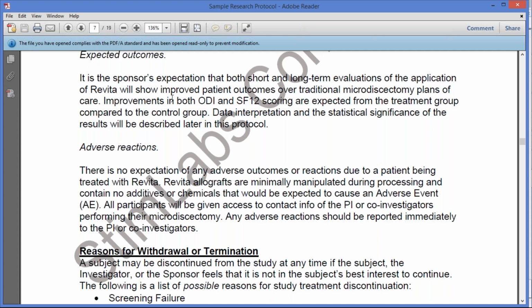Interpretation and analysis will be described in later pages of the protocol. Mainly, we're expecting improvement in low back pain and leg pain, or ODI and SF12 scoring, from the treatment group compared to the control group. Treatment group means whoever is treated with the Revita. Control means whoever is treated with traditional surgery without any application, without any tissue application.